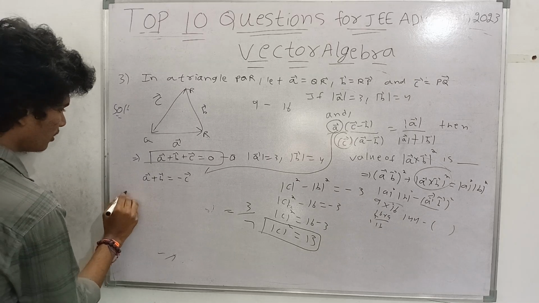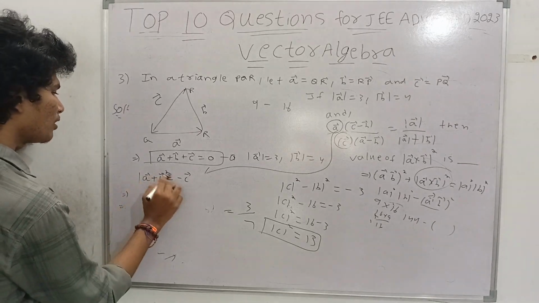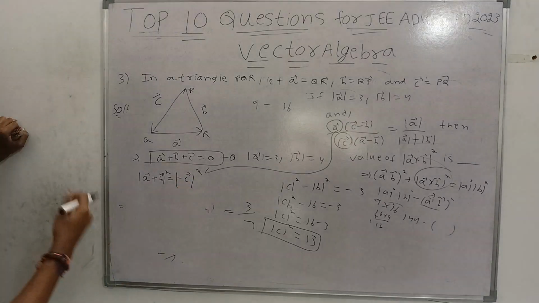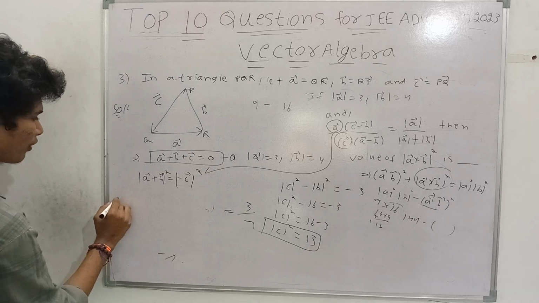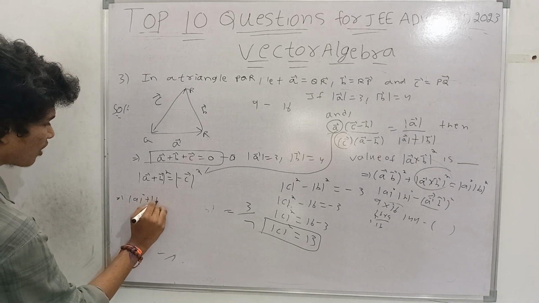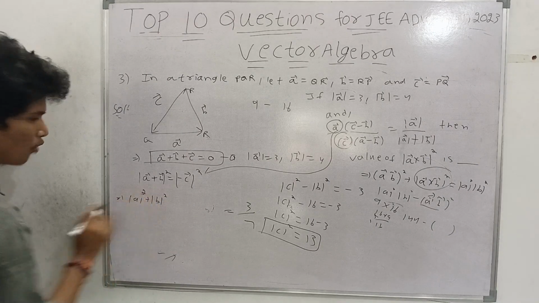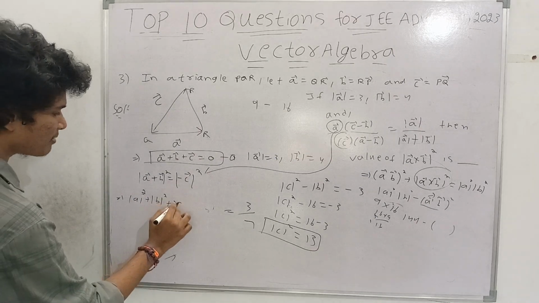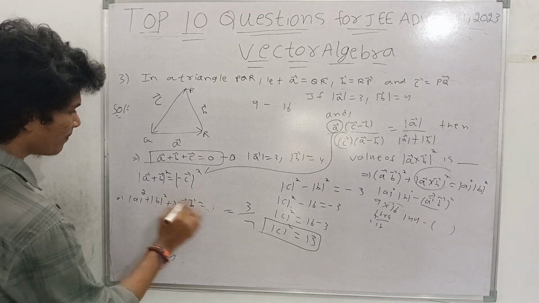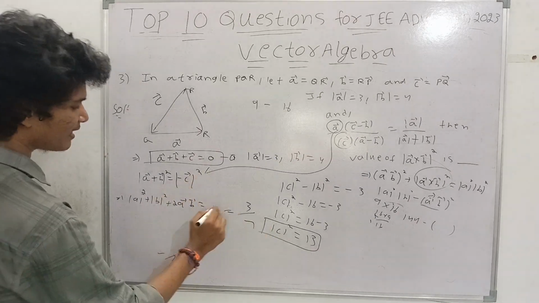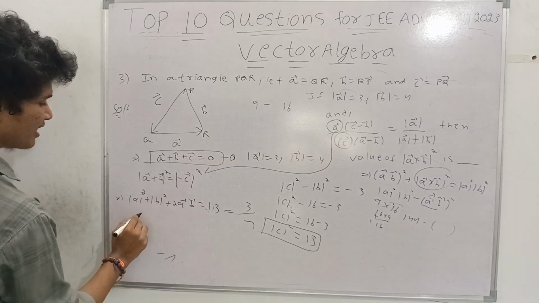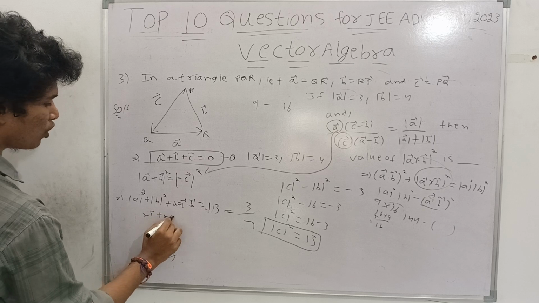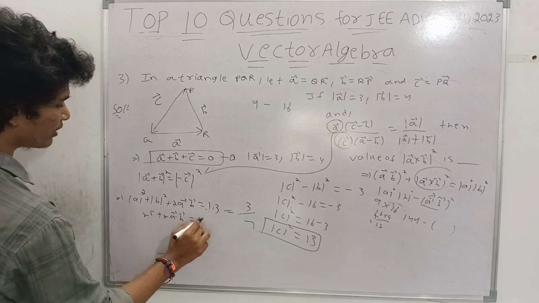Suppose we take the modulus and square it. Now what can we do? Mod of A square plus mod of B square plus 2 times A dot B. Simply we got here. And what is mod of C square? It is 13. And mod of A square plus mod of B square is 9 plus 16, that is 25. So 25 plus 2 A dot B equal to 13.